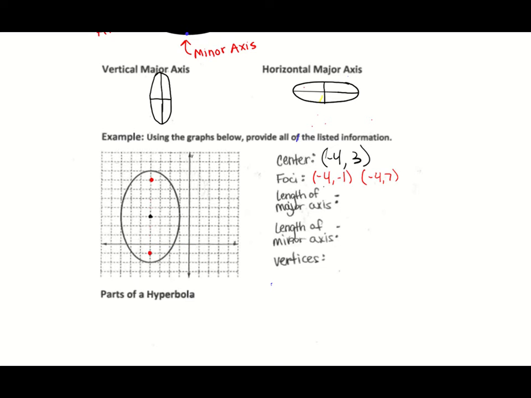Then it says the length of the major axis. So if we draw in our major axis, that is the longer one right here, we can count how long that line is. If we start at this vertex, count up 1, 2, 3, 4, 5, 6, 7, 8, 9, 10. 10 points between those 2 vertices. So our major axis is 10 units long.